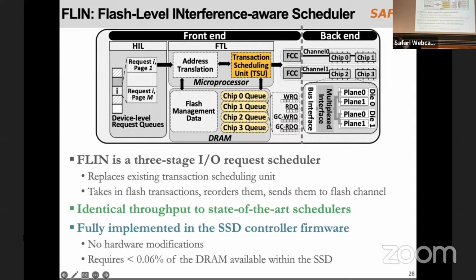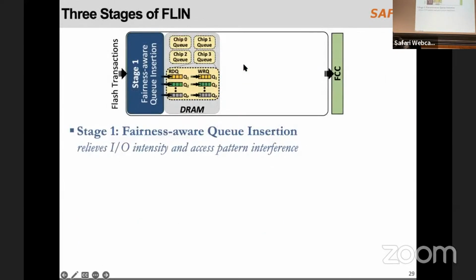So we observe that it has identical throughput to state-of-the-art schedulers and is fully implemented in the SSD controller framework, because there is no hardware modification and it requires less than 0.06% of the DRAM available within the SSD. So it doesn't really need a lot of metadata, essentially. So FLIN has 3 stages.